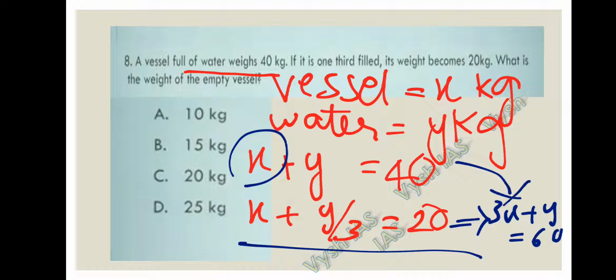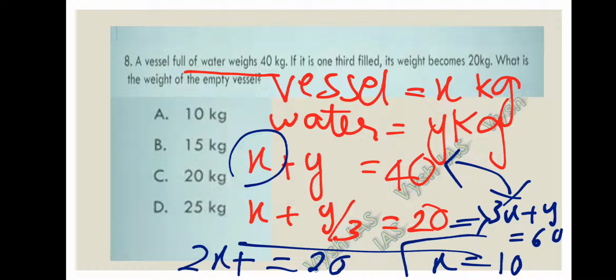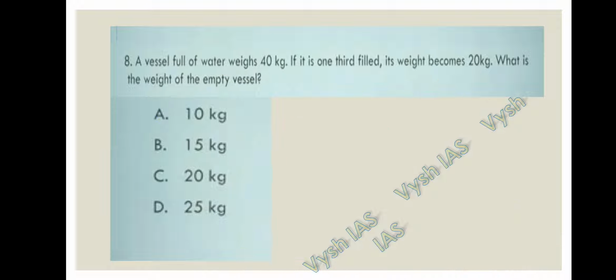If you subtract these two equations, 3x minus x is 2x, plus y minus y is 0, equal to 60 minus 40, that is 20. So the x value becomes 20 by 2, that is 10. So 10 is the weight of the empty vessel. So 10 is the answer for question number 8. Option A is correct for this question.